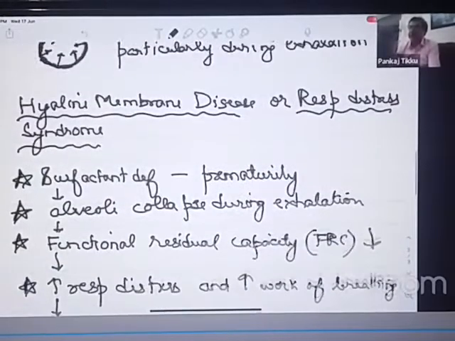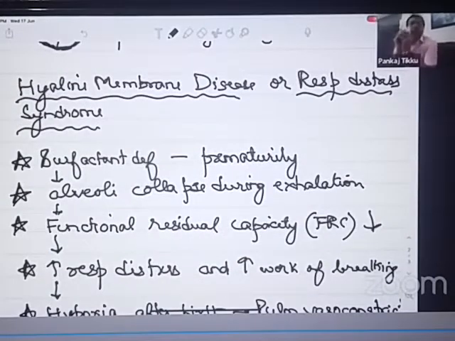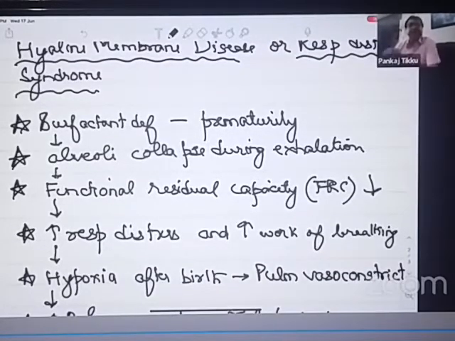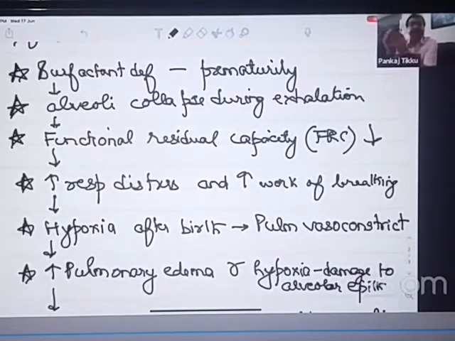Just think of this again. In hyaline membrane disease, all the problem starts from a surfactant deficiency. So when there is surfactant deficiency as a result of prematurity, when the child takes in air, the alveoli will open. But when the child breathes out air, during the exhalation phase, the alveoli will tend to collapse because of increased surface tension. This will cause a decrease in the functional residual capacity, the amount of air that remains inside the lungs after maximum exhalation.